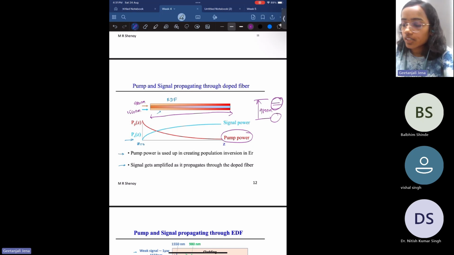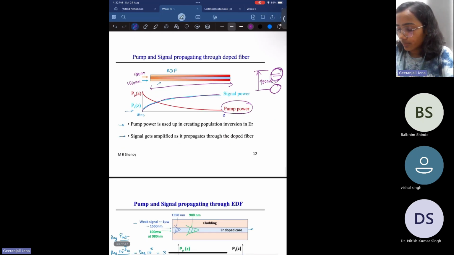In contrast to this pump power, the signal power: we are incident with a weak signal, but this weak signal causes stimulated emission between the metastable state and the ground state. So what will happen to the signal power? The signal power now increases over the length of the fiber. If you see the blue curve, the signal power is gradually increasing over the length of this fiber. Okay. So signal power will increase over the length of the fiber.